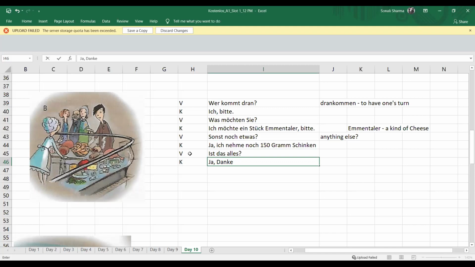Sonst noch etwas, that means anything else. Ja, ich nehme noch 150 Gramm Schinken. That means I want to get 150 grams of ham. Ist das alles? Is it all? Ja, danke. I will also write down the meaning of Schinken. Schinken is ham. Ist das alles? Is it all? Yeah, danke. This you know. We did danke in the very beginning. Danke is thank you. Okay, let's move to another photo.